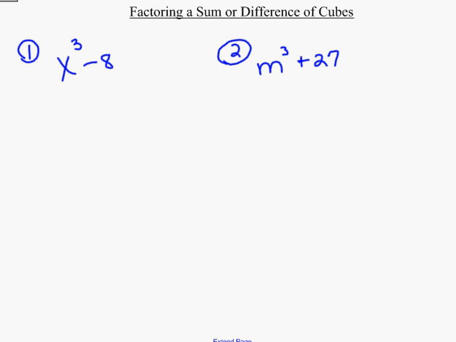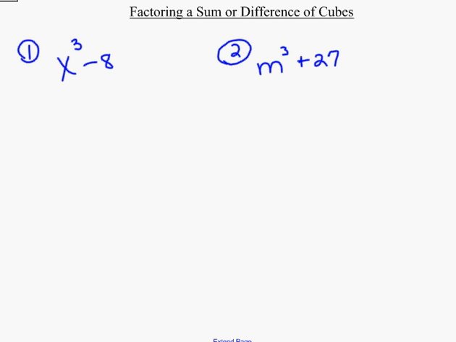This video is on the method of factoring a sum or difference of cubes. If you viewed the factoring strategy video, you remember that the first question you ask yourself on every factoring problem is, do I have a GCF? So when I look at number 1, I notice I have x cubed minus 8, and there is no number in common to both of those, so I do not have a GCF.